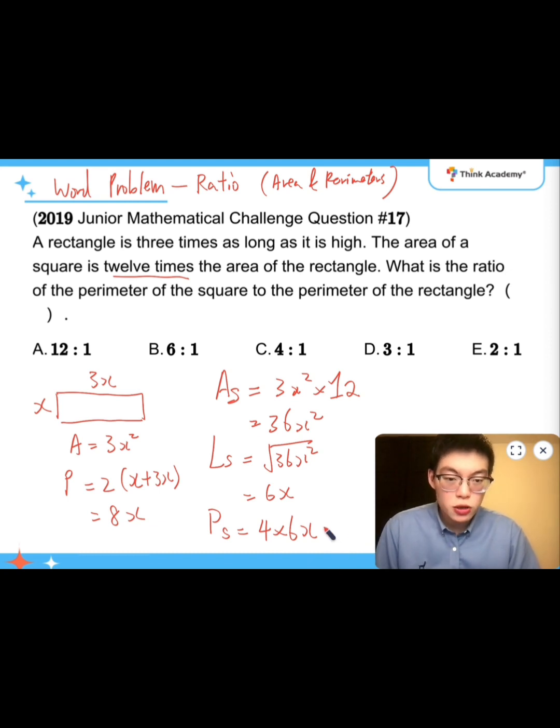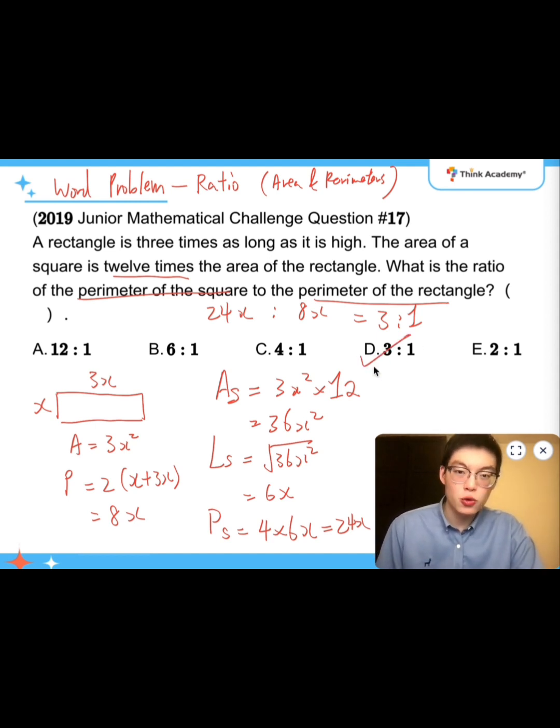That's equal to 24x. Which means that the ratio of the perimeter of the square to the perimeter of the rectangle is 24x to 8x. So if you divide 8x from both sides, that's equal to 3 to 1. 24 to 8 equals 3 to 1. So the answer is D for this one.